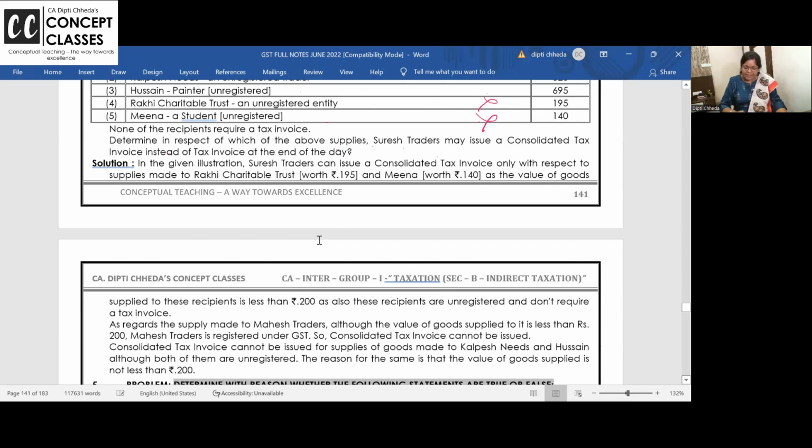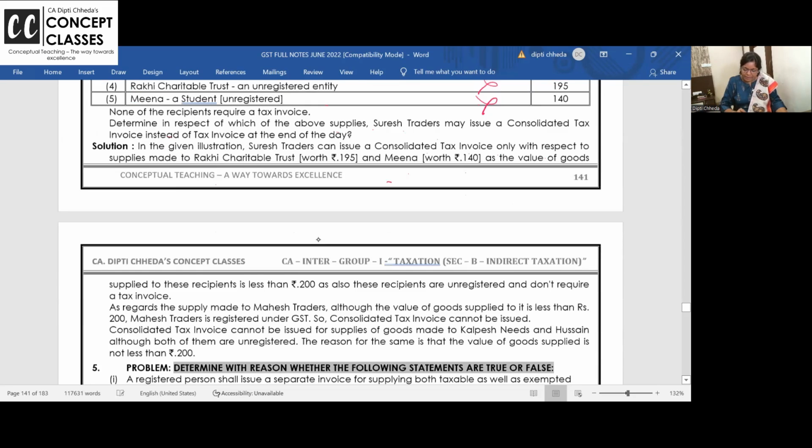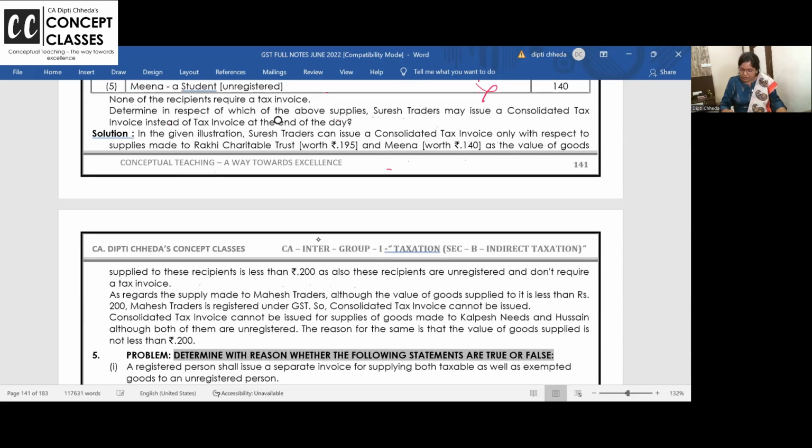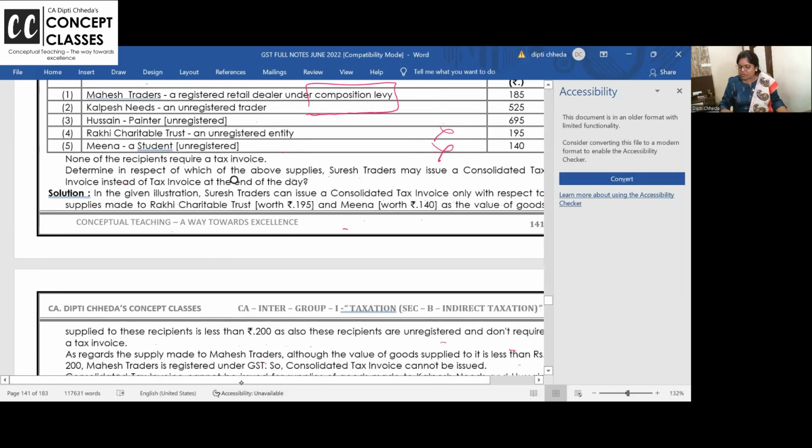In given case, Suresh traders can issue consolidated tax invoice only for 195 and 140, as the value of these supplied to these recipients is less than 200 and they are unregistered. As regards Mahesh traders, although the value supplied is less than 200, Mahesh traders is registered, though in composition, but he is registered, no? So you need to issue the tax invoice.